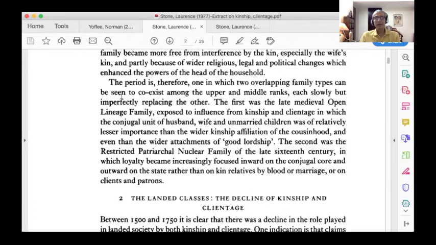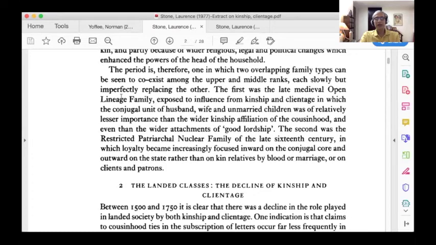The first was the late medieval open lineage family, exposed to influence from kinship and clientage, in which the conjugal unit of husband, wife, and unmarried children was of relatively lesser importance than the wider kinship affiliation of the cousinhood and even of the wider attachments of the good lordship.